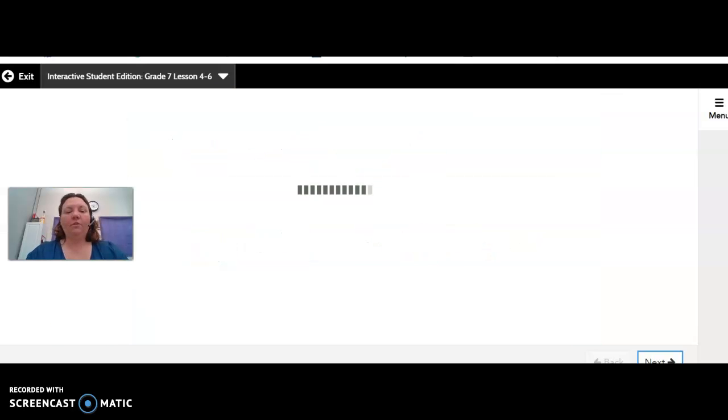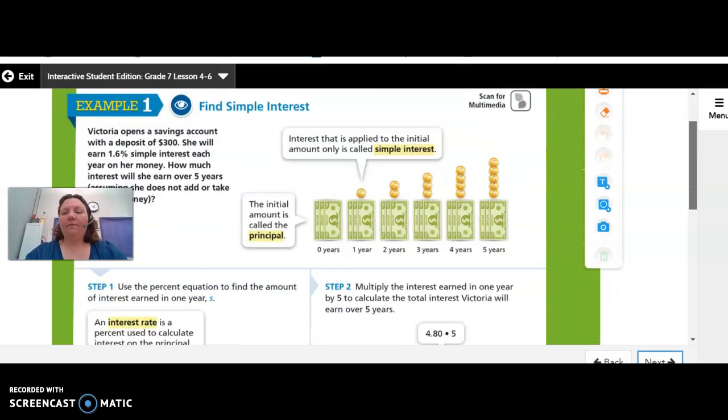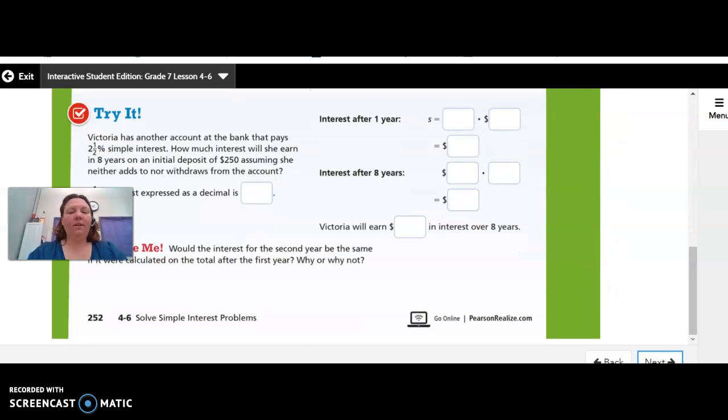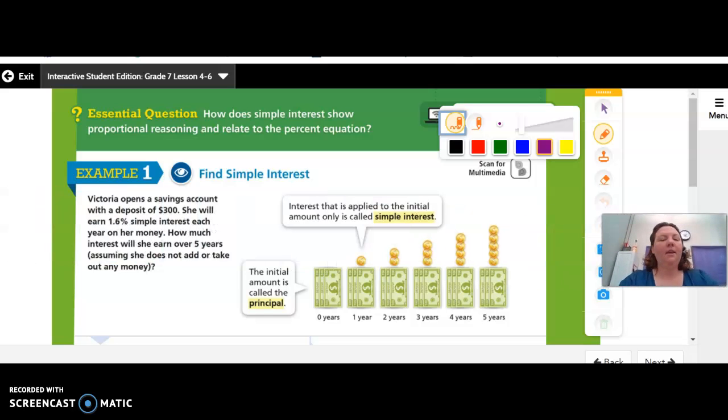So turn the page with me, please. We're now in our student workbooks, lesson 4-6 on page 252. Let's get me over here where I'm a little more out of the way for you guys. All right. So finding simple interest.